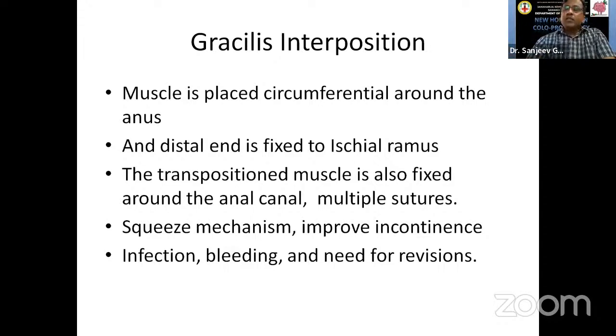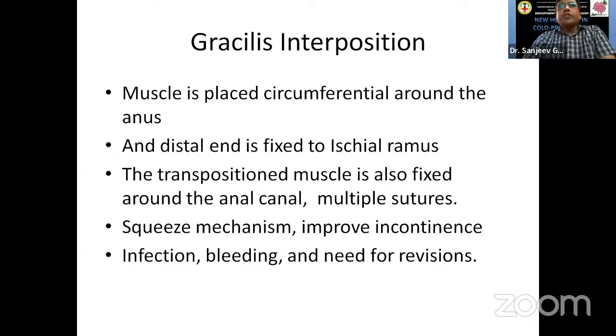The transposed muscle is also fixed around the anal canal with multiple sutures. Now, this leads to a squeeze mechanism and improves incontinence. However, there are few complications like infection, bleeding. There could be necrosis of the muscle fiber, and it could lead to a revision surgery.